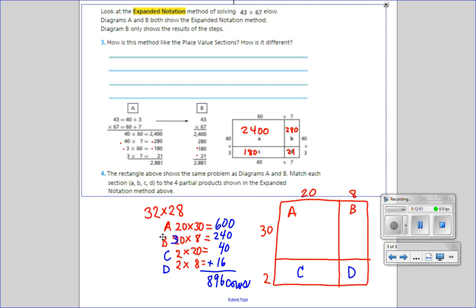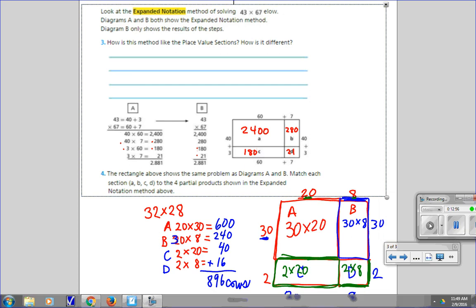How are you feeling about this, friends? Yes, sir. The big difference between the box and the stacking, you just get rid of the box. Okay? You're doing exactly the same steps. You're multiplying and adding the same exact numbers. It's just in the way you visually are seeing it.